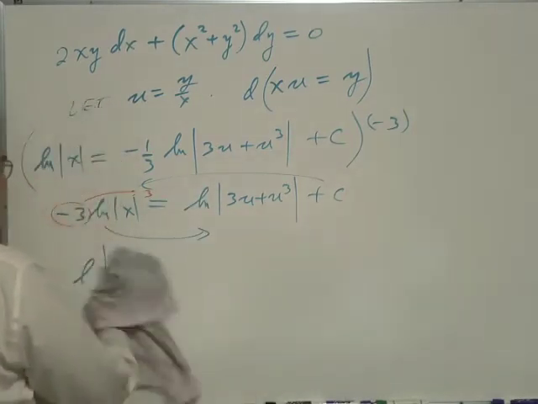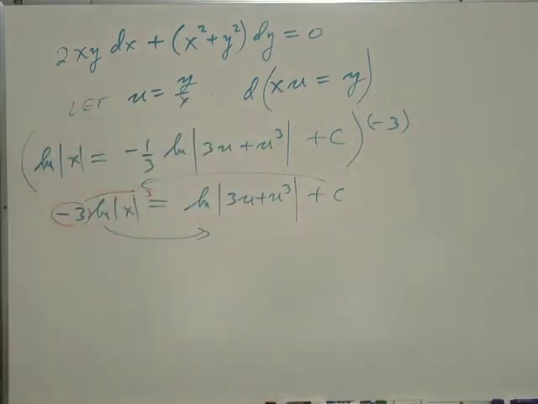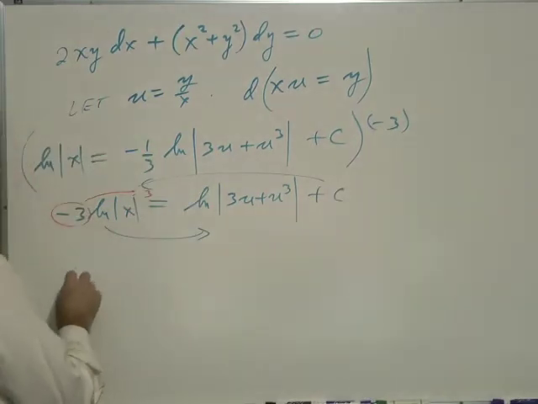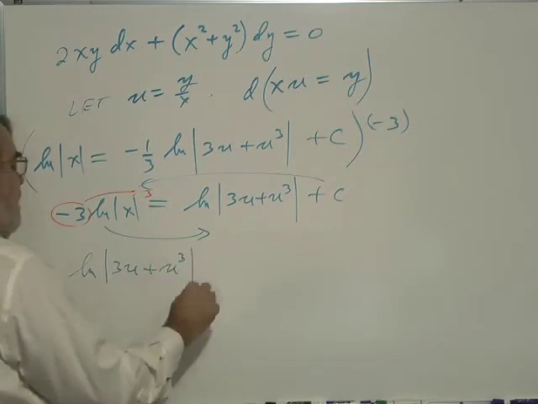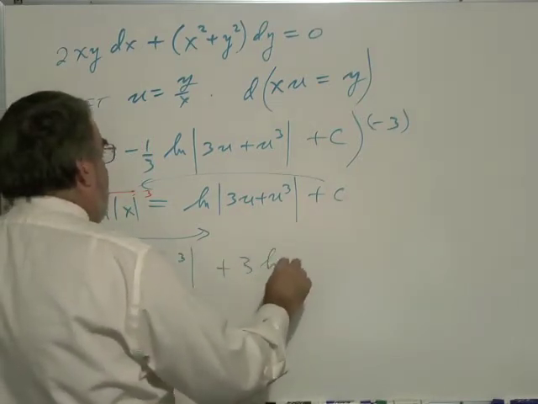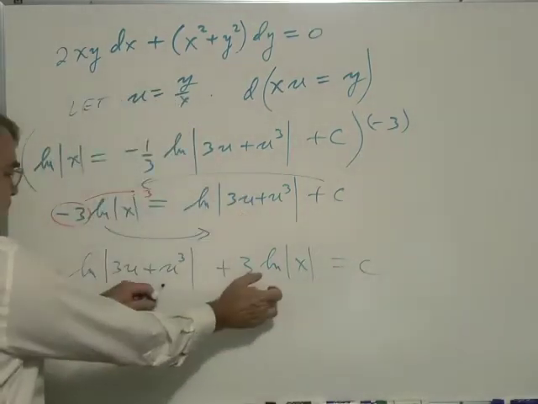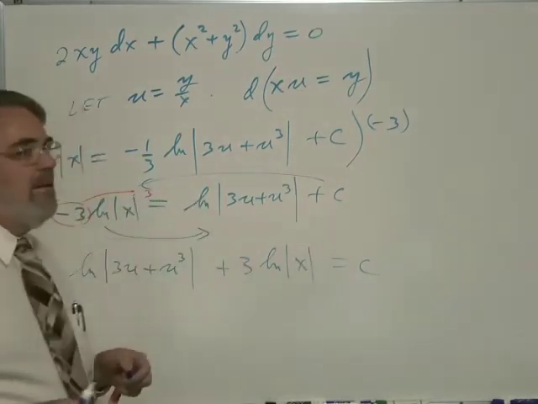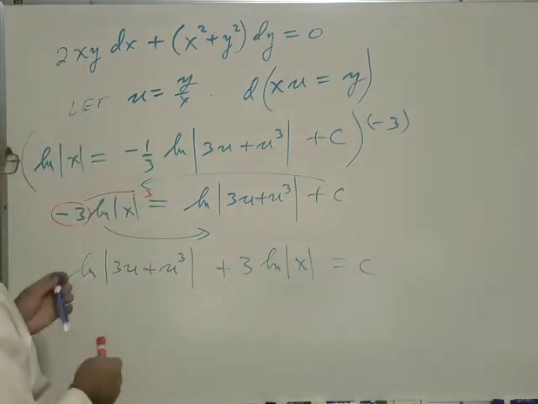Let me go back here. I'm skipping steps and don't want to lose anybody. Let me try this again. I'm going to add this term and subtract that term. So I have natural log absolute value 3u plus u to the third plus 3 natural log absolute value of x equals a constant. So I added this to the right. It became the positive 3. And the constant, although I subtract it, becomes negative c. I'll just call it c. It's still a constant.